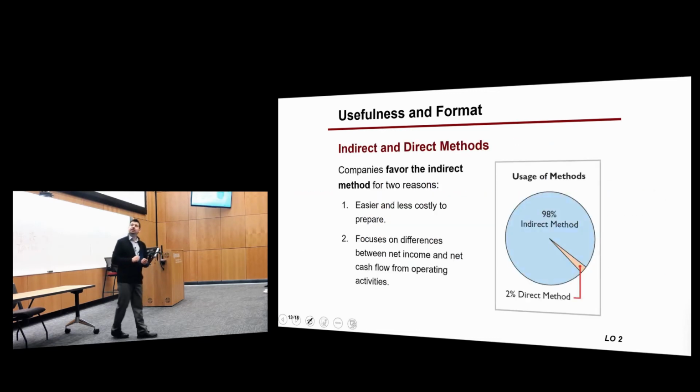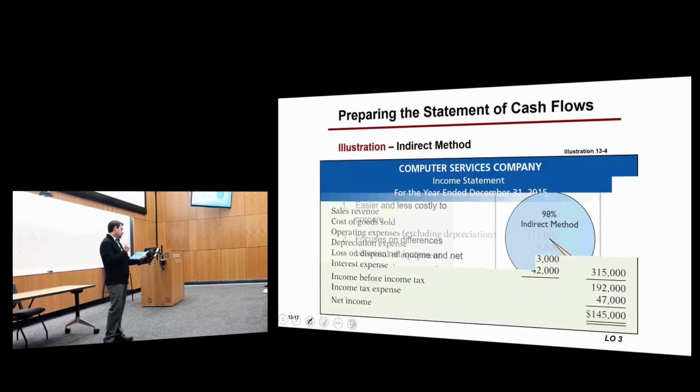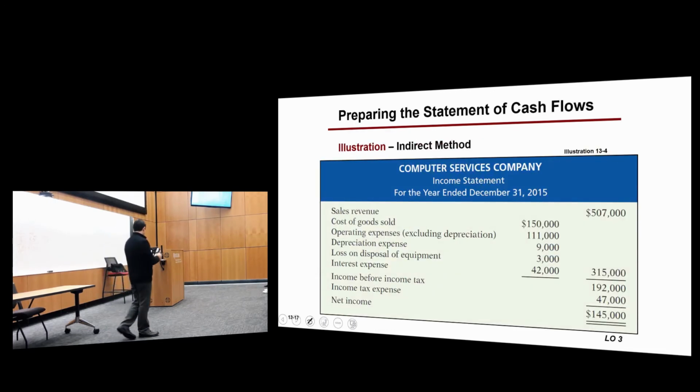Like I said, the majority of companies prefer the indirect method because it is more practical, easier, simpler to do, and it works, so companies like it. Academics, from a conceptual perspective, prefer the direct method, and even the FASB would encourage companies to use the direct method, but because it's more complicated, it's much less in use. So we will focus on the indirect method. Okay?